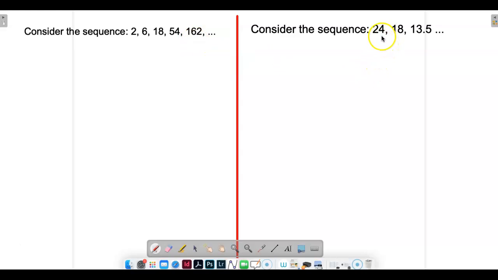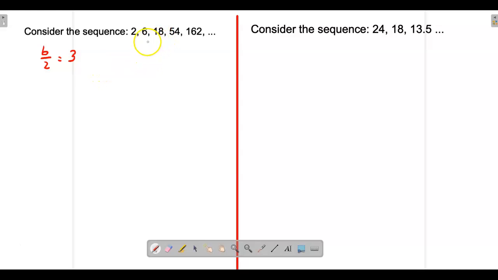And the same with this one. It's -6 and then it's minus 4.5. There's no common difference. So I'm going to check and see if there's a common ratio. And that is if I take 6 and I divide it by 2. So I'm taking the second number and dividing it by the first number, it gives me 3.